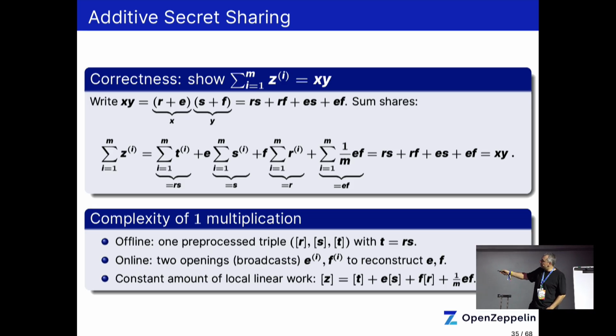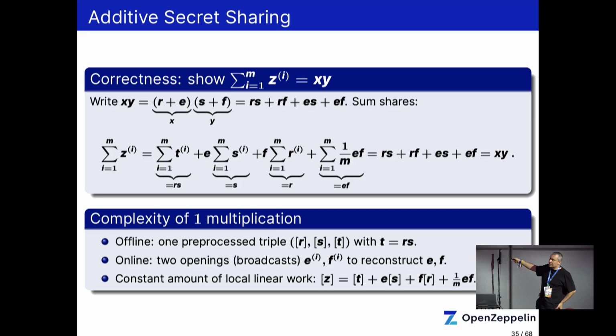And now when we are summing the shares, we want to end up with this value here. Summing the shares, if you go back to the expression of z, we had t_i. So now we are summing all the t_i, and we end up with r times s, because by definition t equals r times s, if you remember from the Beaver triple, right? Then we have E times, you're summing all of the s's, you end up with s, F times all of the r's, you end up with r.